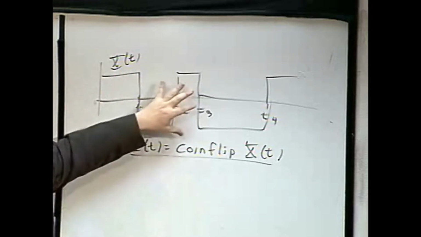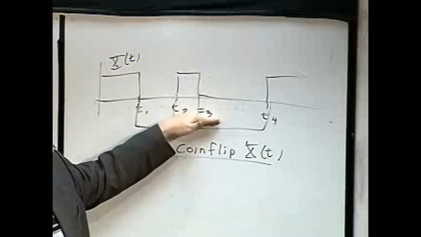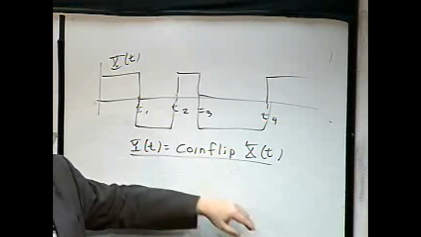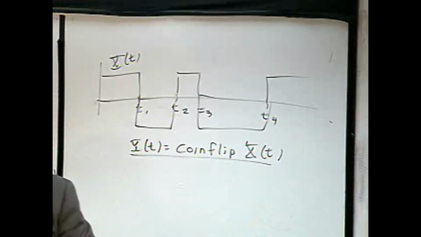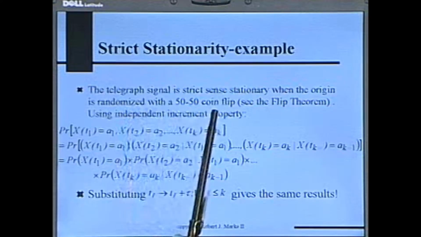You remember the coin flip theorem says if you do that, the expected value is always 0. That was the flip theorem. So we're always going to do the coin flip version of the telegraph signal from now on. If we do the coin flip version of the telegraph signal, then the telegraph signal is strict sense stationary when the origin is randomized. That's the flip theorem with a 50-50 coin flip.